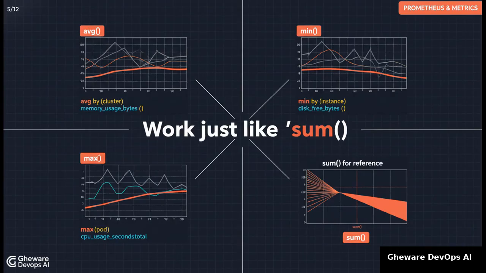AVG, min, and max work the exact same way. You can use them to find things like the average memory usage, the instance with the minimum available disk space, or the pod with the maximum CPU load. And yep, they all work with that powerful by clause for grouping.